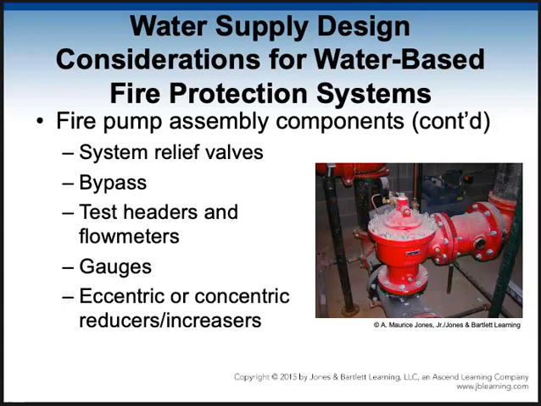The fire pump assembly components, there's going to be different relief valves, bypass, headers, test headers, flow meters, gauges, eccentric or concentric reducers, increasers, because all of this depends on where they are in the building. When you're going up 80 floors, that's 800 feet, right? 10 feet per floor. That's 400 PSI needed just to get it to the 80th floor. So we're going to have all of these different kind of things to take care of that.